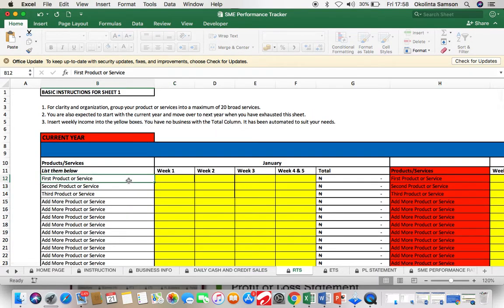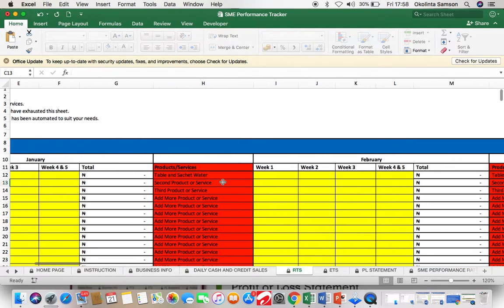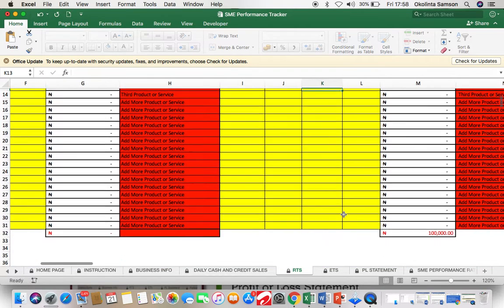You can have, let's say, table water and sachet water. So it comes in here, and then you put that here. Let's leave this empty because we're in February. You come in here, this also automatically comes here, and then input the value. So let's say we're in the third week, I made just 100,000 naira this week. That's done. It shows you the total revenue.